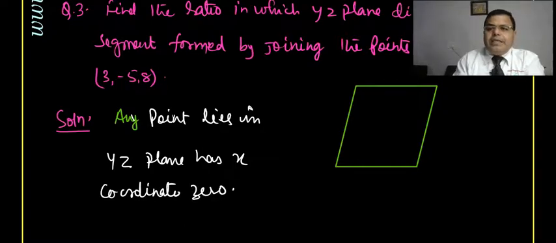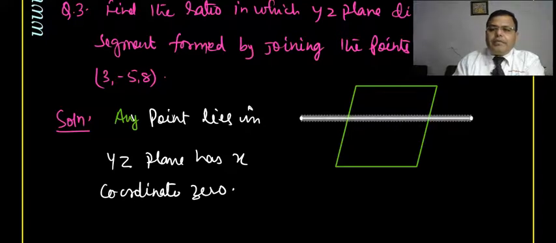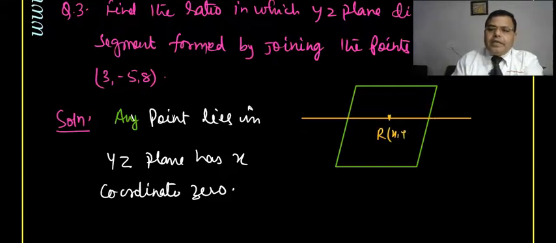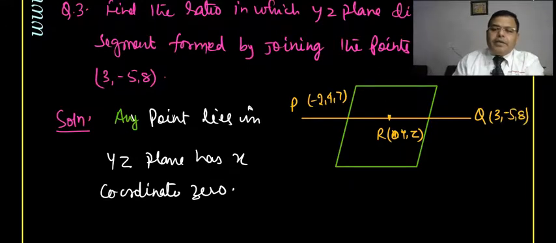right? And the line segment is divided by this only. So the point lies here only. Say this point R has coordinates (0, y, z). This point is P, that is (-2, 4, 7), and Q is (3, -5, 8). Let this divide in ratio K is to 1.